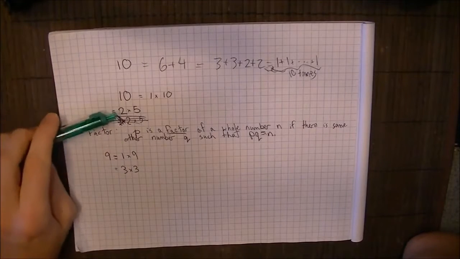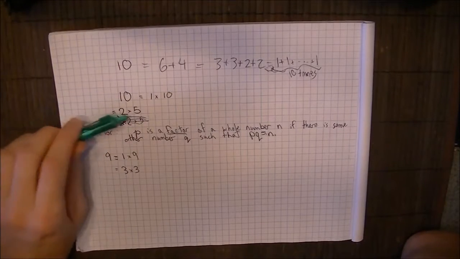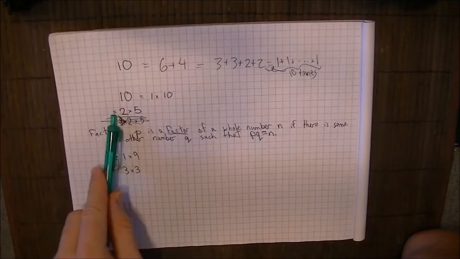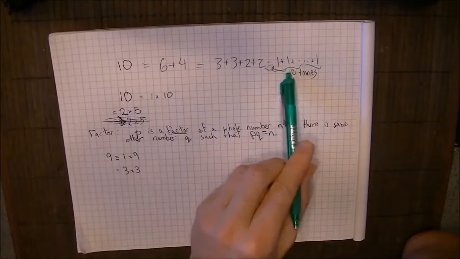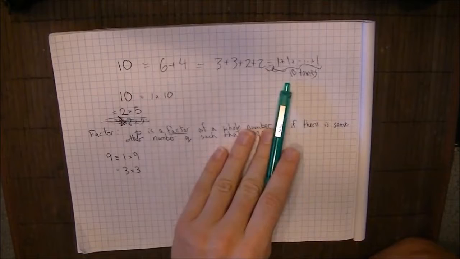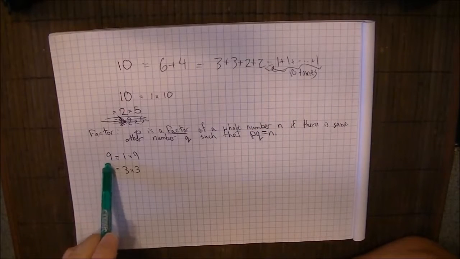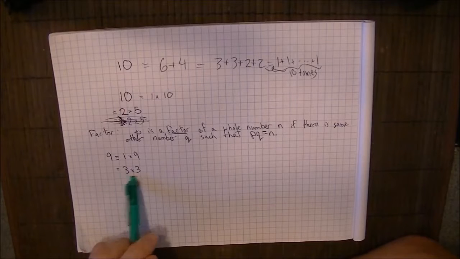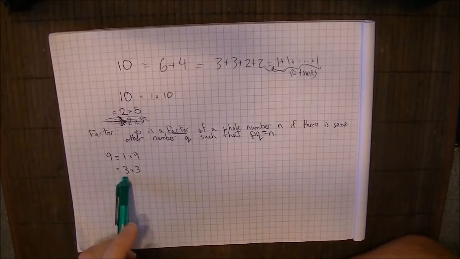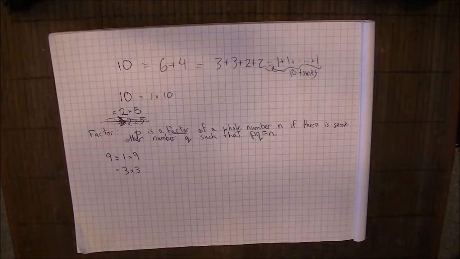So we seem to have run into a dead end where we can't go any further, unlike with addition, where you can always just break things down into ones. So with 9 as well, we factored it and we got to 3 times 3. Can we break 3 down any more? It doesn't seem like we can.